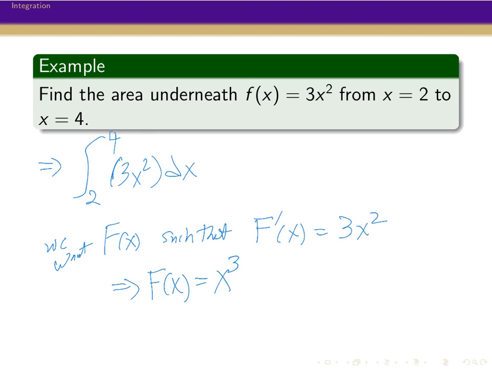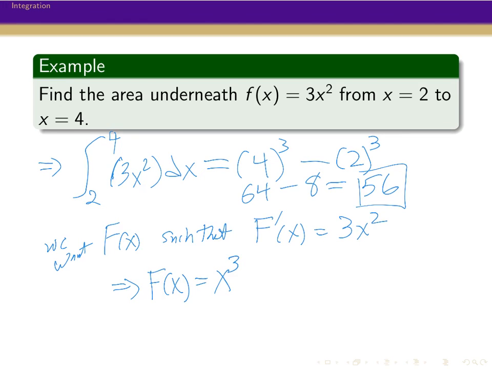And so, using the fundamental theorem of calculus, we can use this x cubed. All we have to do is plug in the right endpoint, 4 cubed, and subtract off what happens when we plug in the left endpoint, 2 cubed. So 4 cubed is 64. 2 cubed is 8. 64 minus 8 is 56. And there's our actual area underneath this function between these two points.